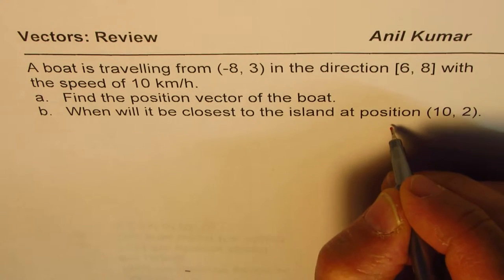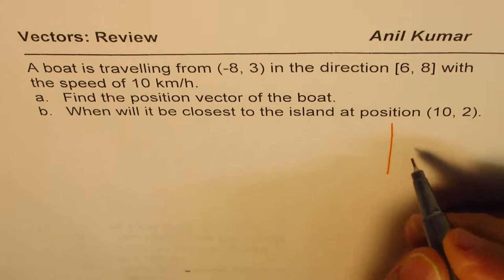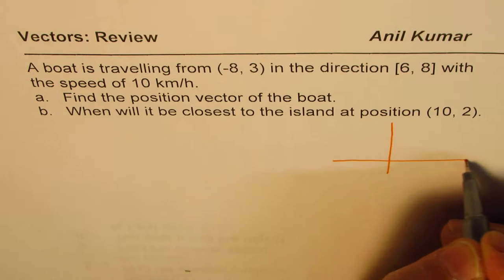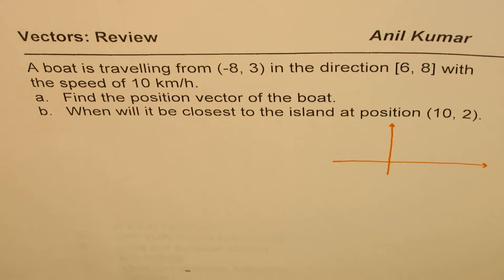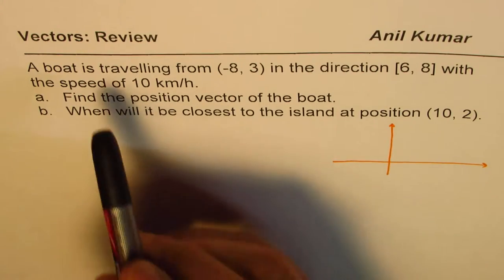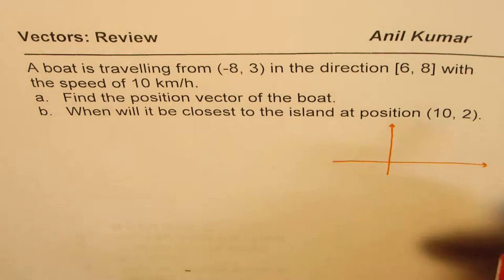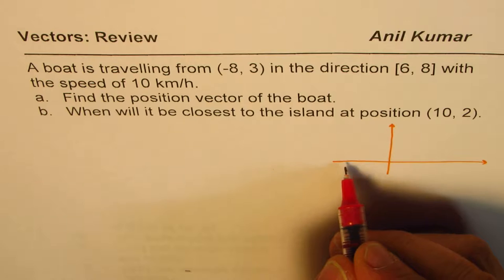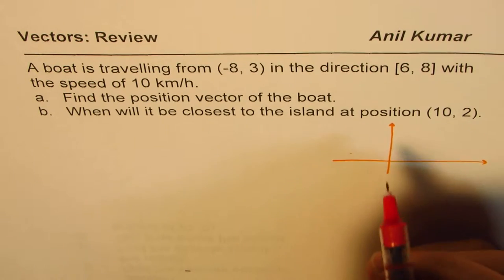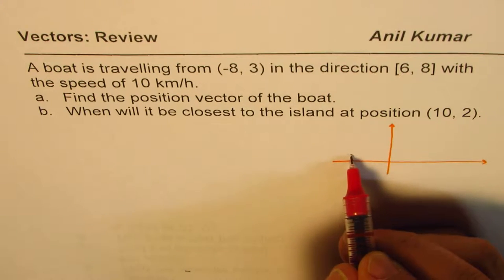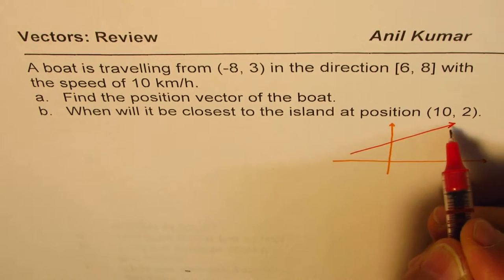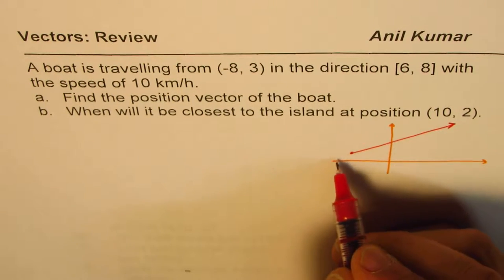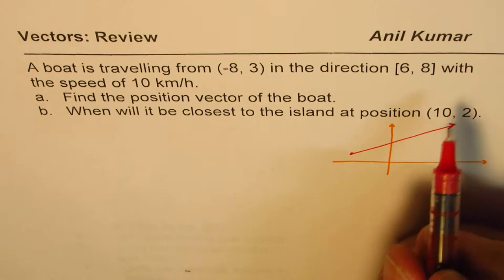So let me sketch the situation. We are working in 2D. Let us say that's the XY plane for us. A boat is traveling from (-8, 3), somewhere here, and the direction is (6, 8), so you can go 6 across and 8 up, and make a direction like this. That becomes the path of the boat.